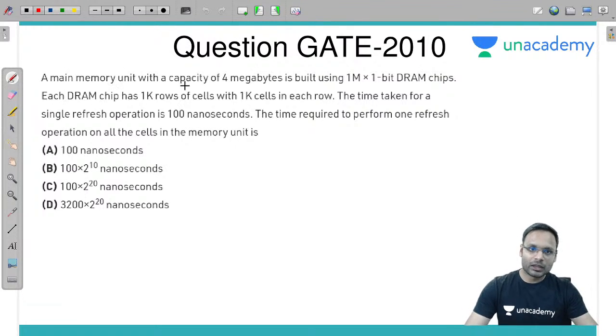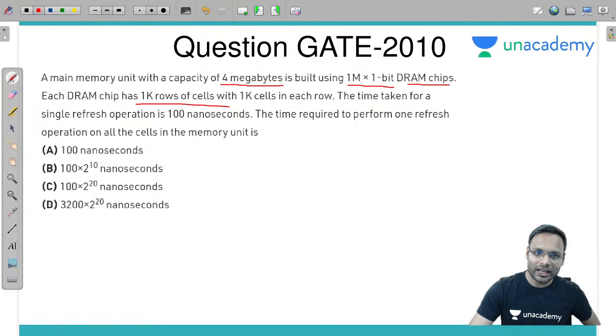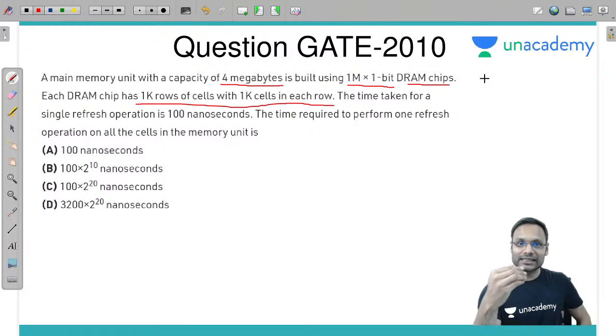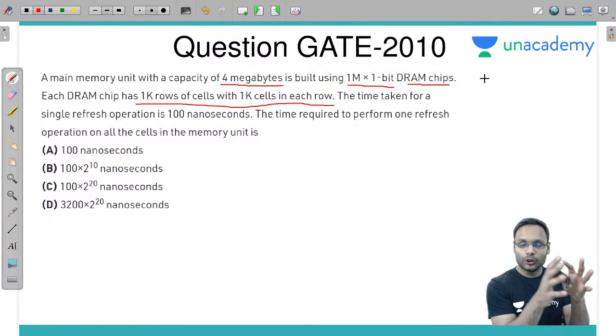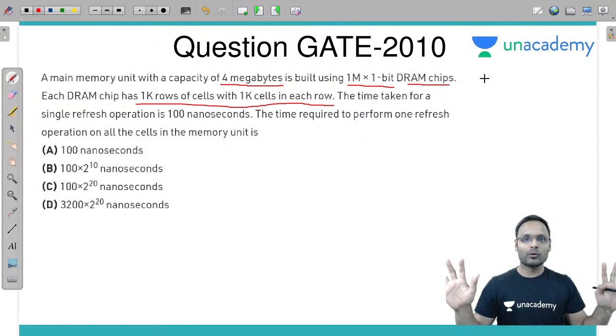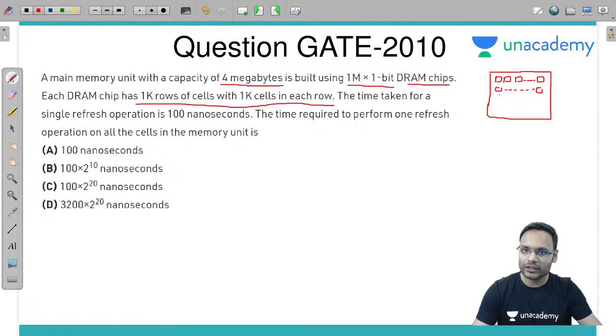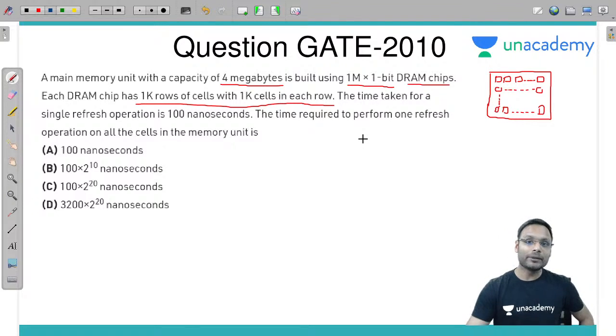A main memory unit with a capacity of 4 megabytes is built using 1M cross 1 bit DRAM chips. Fine. Each DRAM chip has 1K rows of cells with 1K cells in each row. If you know about these rows of cells and this kind of structure, then you are clear about this concept. If you don't know, I will tell you once again that when a chip is manufactured, the cells are organized in such a way that there are multiple cells in a single row itself, and there are so many such rows of cells. This arrangement is there just because we can perform refresh on multiple cells together.